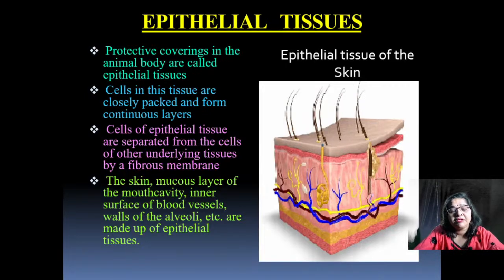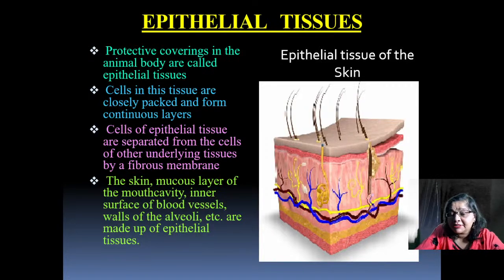Now the skin, the mucus layer of the mouth cavity, the inner surface of blood vessels, the walls of the alveoli of the lungs, etc. All these are made up of epithelial tissues. So if you see, the epithelial tissues are located mainly as protective coverings. They may be outer coverings or inner coverings of different organs in our body.